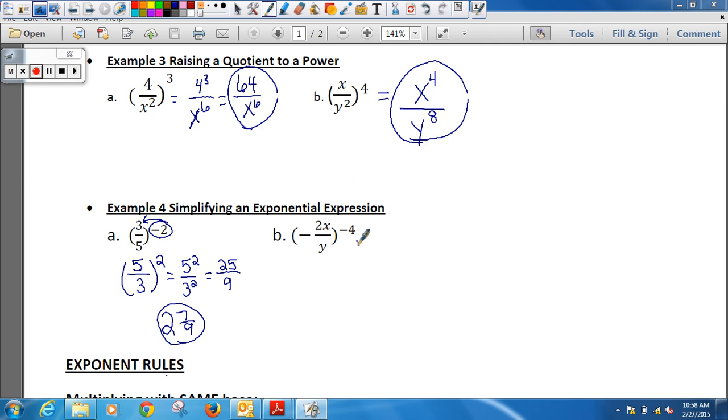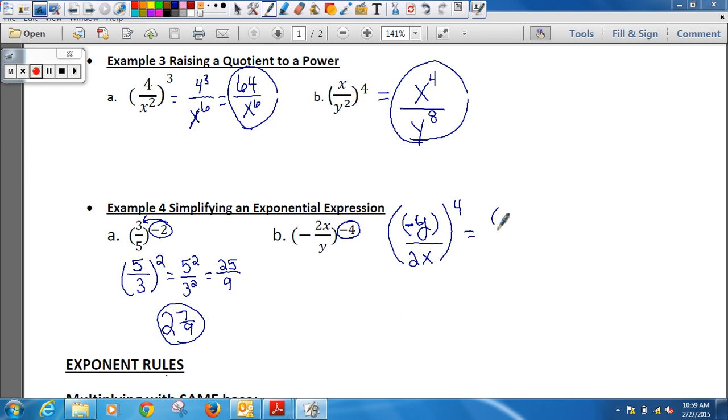Our next one over here is a little bit more complicated. First of all, everything on the inside needs to move because of that negative exponent. So I'm going to flip, y over 2x, and I always put my negative sign with the numerator. So I'm going to keep that negative sign with the y. It'll just make it easier for me later on. Everything now is to the 4th power because I moved everything on the inside because of the negative exponent, and then I lost the negative sign.